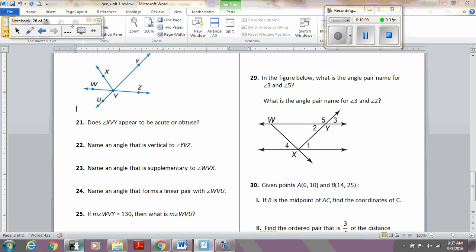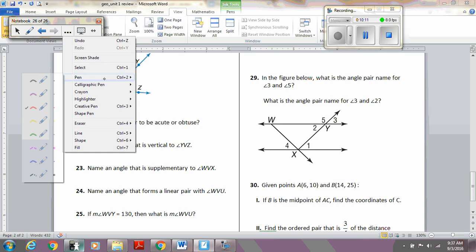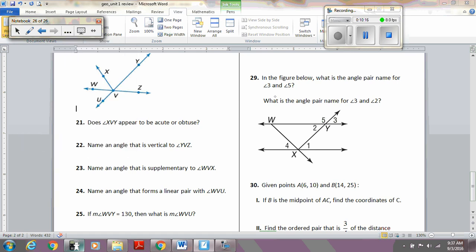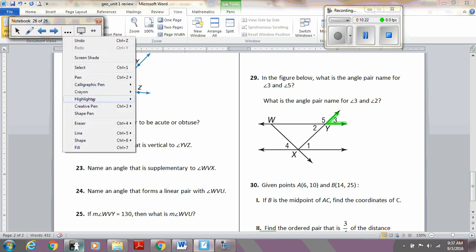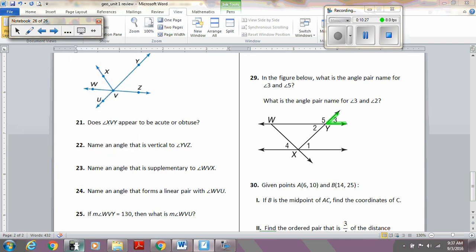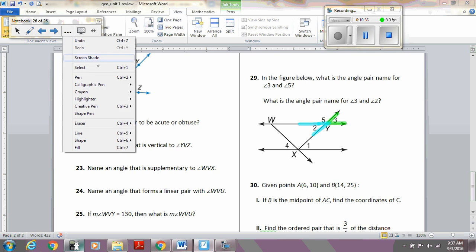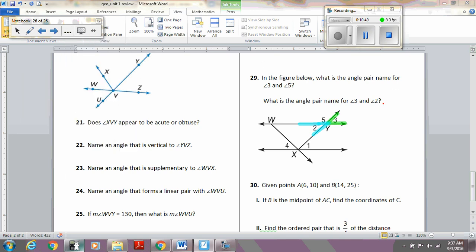Next question says, what is the angle pair name for 3 and 2? So here's angle 3 again. And here's angle 2. Angle 3 and 2 only share a vertex, and together they form a perfect X. So these are vertical.